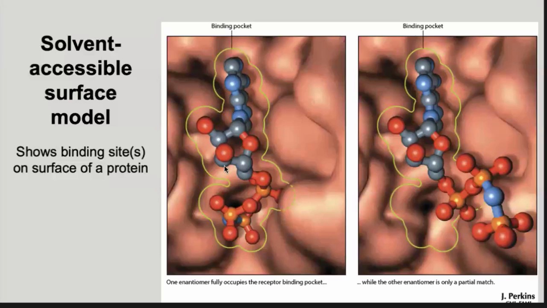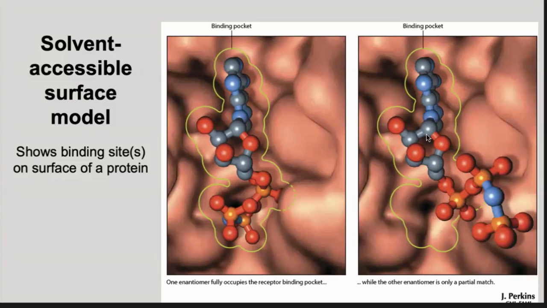This is adenine or adenosine, and then there are 3 phosphate groups down here. So that's adenosine triphosphate or ATP sitting in a binding pocket on the surface of a protein. And on the right, the green outline shows the binding pocket, but here we have a different enantiomer, a different form. And again, I couldn't tell you off the top of my head if one is the left-handed and one's the right-handed, but it's a different form of that same ATP.